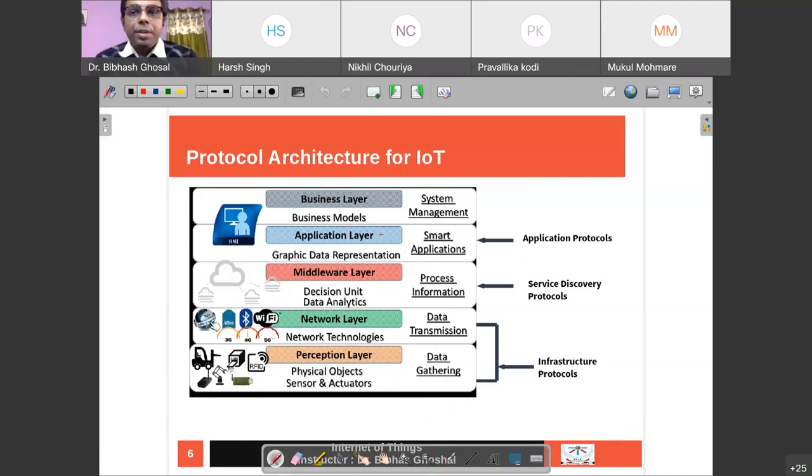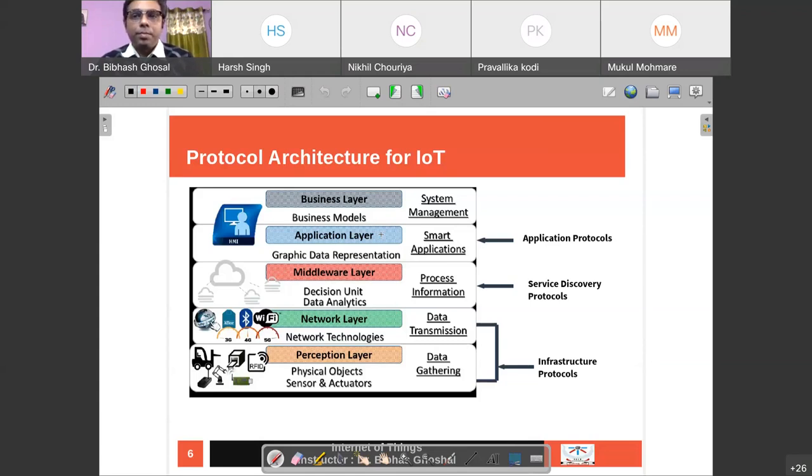As the name implies, and as we have seen for the last two classes, these protocols are primarily used for data transmission through the network infrastructure. That is, they ensure that data can be transferred from devices to other devices, or from devices to network components, such as the gateway or the server, or to the cloud through the internet. So the protocols that primarily deal with this data transmission are what we refer to as the infrastructure protocols.